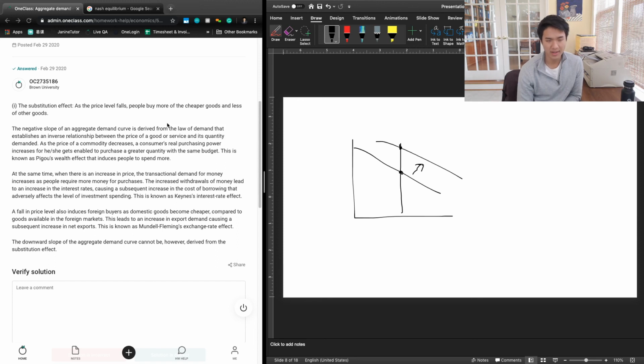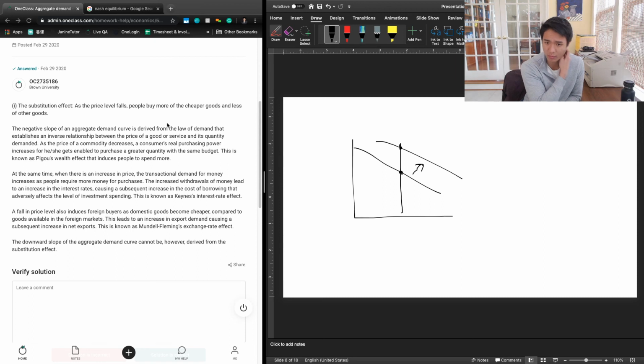Negative slope of an aggregate demand curve is derived from the law of demand that establishes an inverse relationship between the price of a good or service and its quantity demanded. As the price of a commodity decreases, the consumer's real purchasing power increases, for they are able to purchase a greater quantity with the same budget. This is known as Pigou's wealth effect that induces people to spend more. Yeah, perfect explanation.